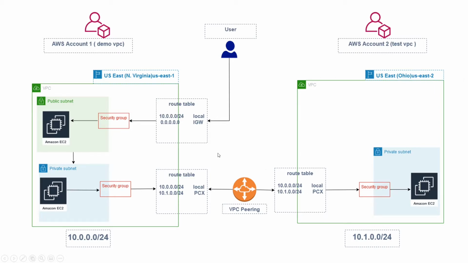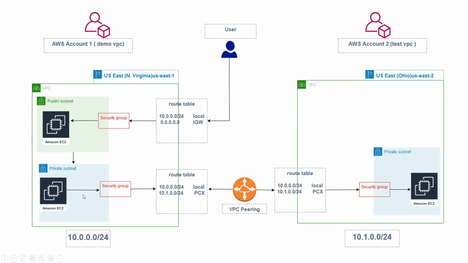So how we are going to achieve this overall architecture is: the user is going to connect to a Windows EC2 instance which is available on the public subnet. We will be calling this Windows EC2 instance a jump box. From the jump box we will be connecting to a Linux EC2 instance which is available on the private subnet. This Windows EC2 instance and the Linux EC2 instance are available in account 1.